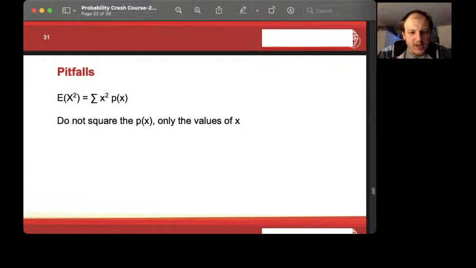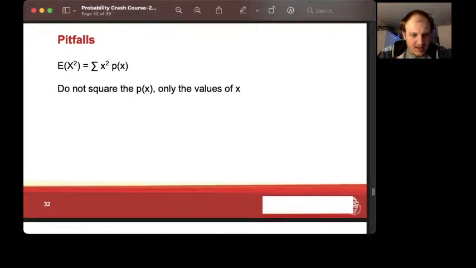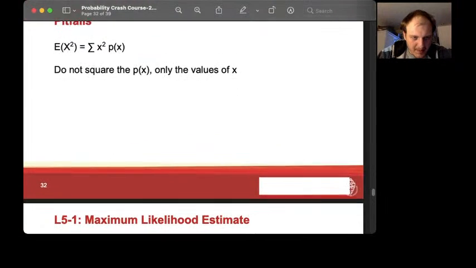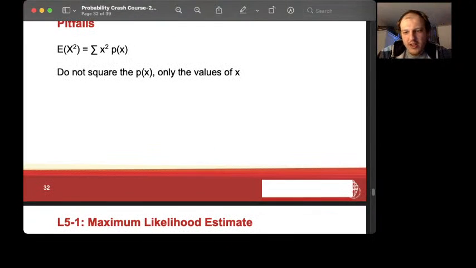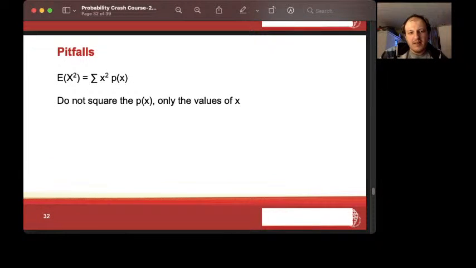Yeah, I already mentioned this. You cannot square inside the p of x. This was a very common mistake, and you can be careful of that. So the first 4 lectures are the core probability theory, and this should be enough to pass.